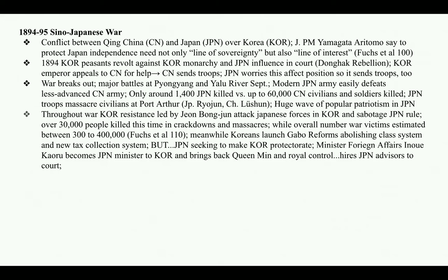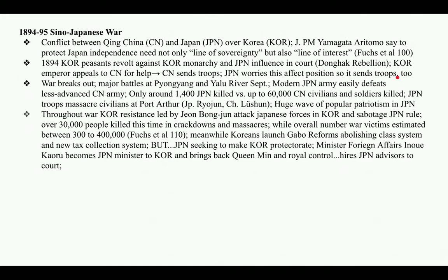And in 1894, Korean peasants revolted against the Korean monarchy and the Japanese influence in the court, and this was the Donghak Rebellion. The Korean emperor then appealed to China for help, and China sent troops to quell this rebellion. But this worried some Japanese leaders that the Qing government was now trying to expand its power in Korea. So Japan dispatched troops as well. And then this served as the kind of spark that ignited the war between these two powers.